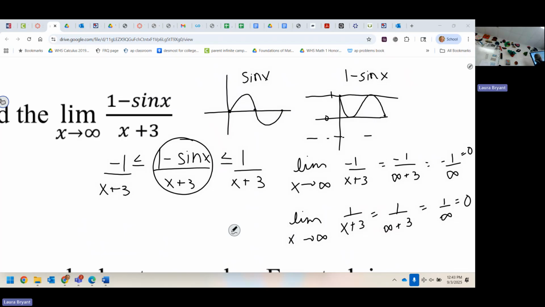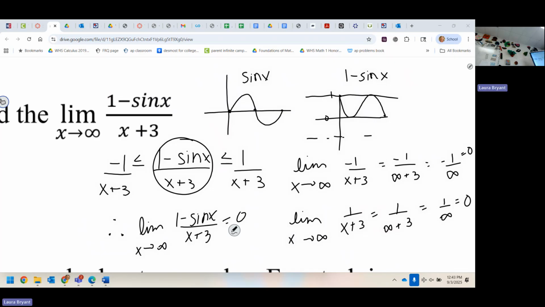So I'm going to use an abbreviation. Have you ever seen this triangle to represent the word therefore? That's a universally accepted notation. So I'm going to put therefore, the limit as x goes to infinity of the middle function is 0.